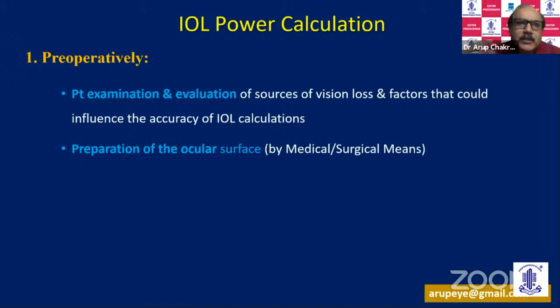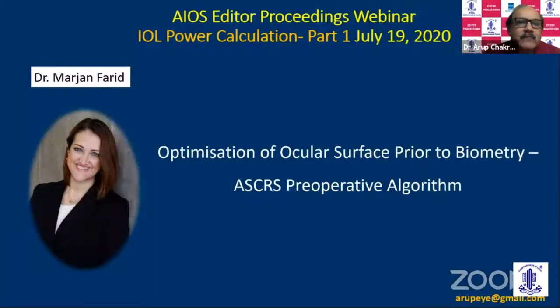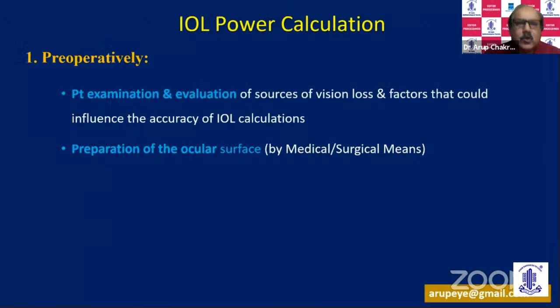We all know that the tear film is the strongest, most powerful refractive surface of the eye. If there's any disturbance on the ocular surface, that is going to adversely impact the IOL power calculations. And we have none other than Dr. Marjan Farid, who will be talking to us on this topic and give us the ASCRS preoperative algorithm and the US perspective on this topic.